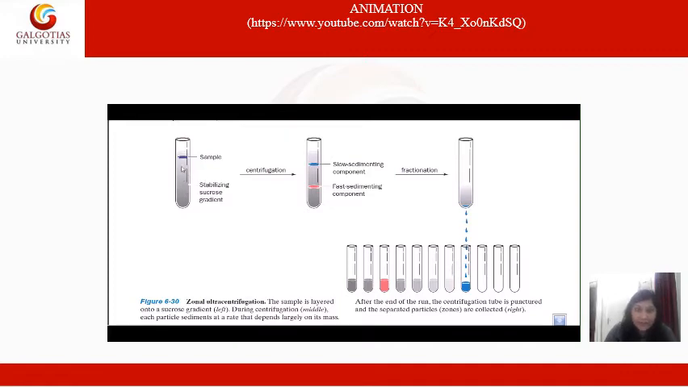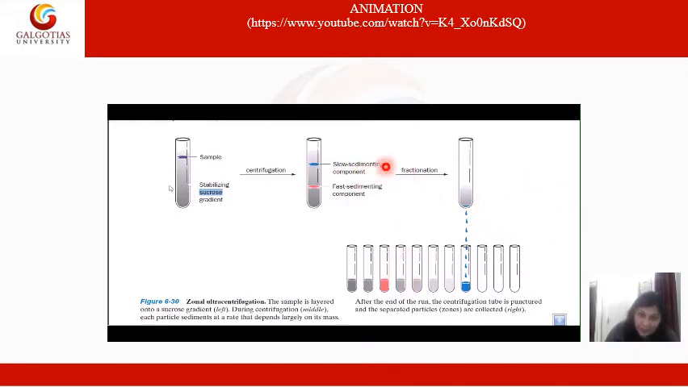Now we will subject our sample at the top of the tube and run a spin at a predefined RCF. The slow sedimenting component will remain here and the fast sedimenting component will move down. Then we will further fractionate the mixture. What will we do in the fractionation method? We will collect different pellets in different tubes.